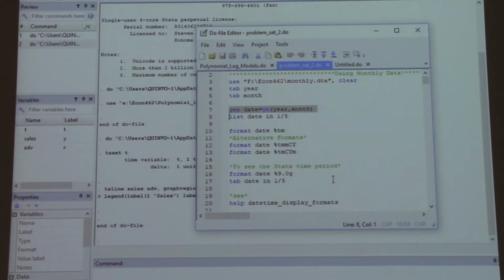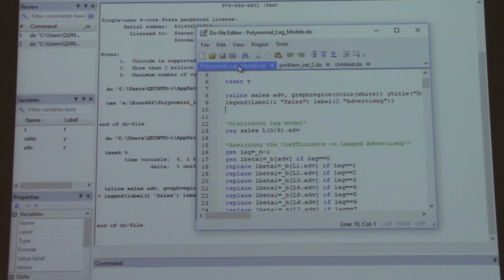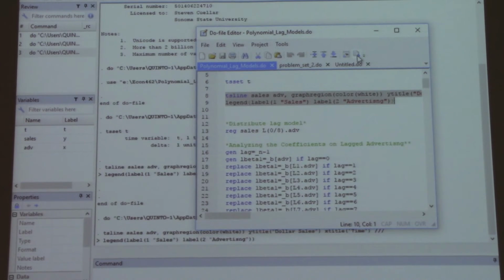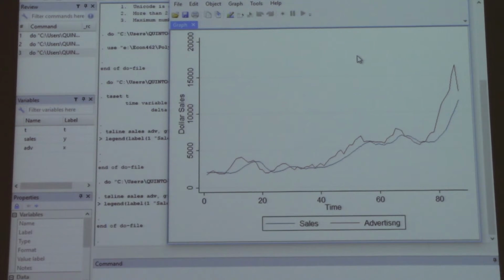So what data set is this? This is problem set 2. Let's do this one. So are we using the same data set? This is a different data set. I mean, for our homework, are we using the same one? For the homework, we're going to use a different data set.